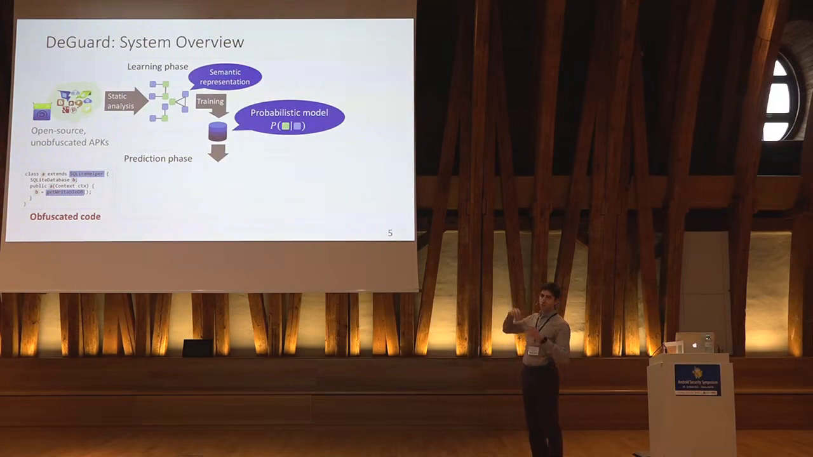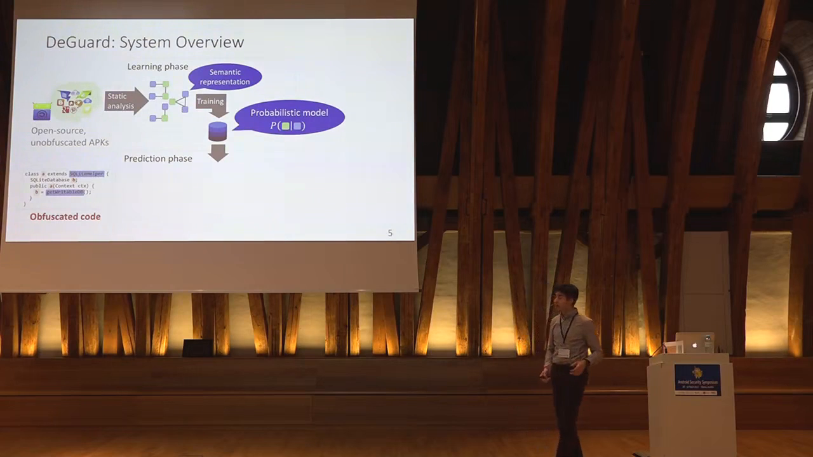So the learning phase is done once and for all applications. We do this once to compute this probabilistic model, and then we store essentially this probabilistic model in DGuard. And then we run the prediction phase for each individual application. And the way this works is, we start with the obfuscated code.